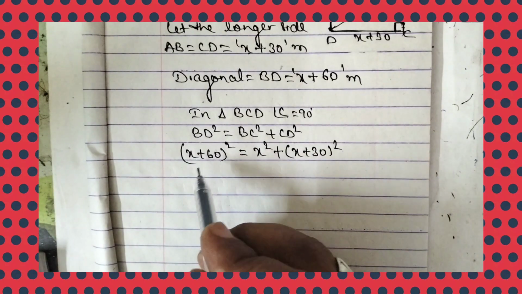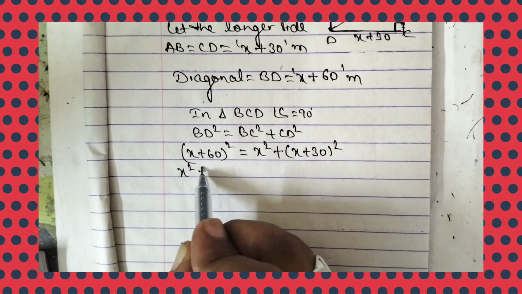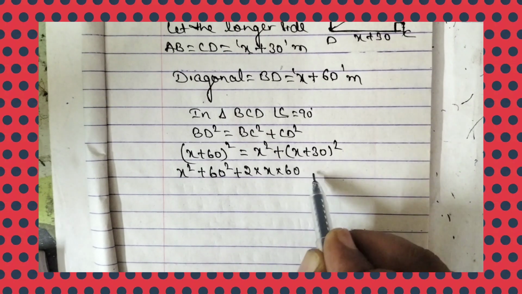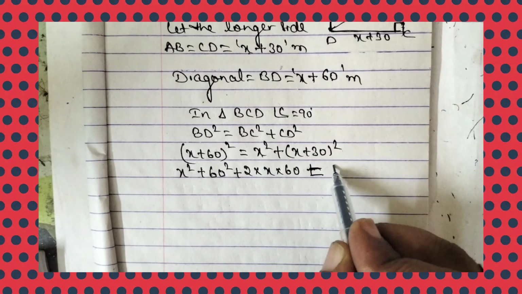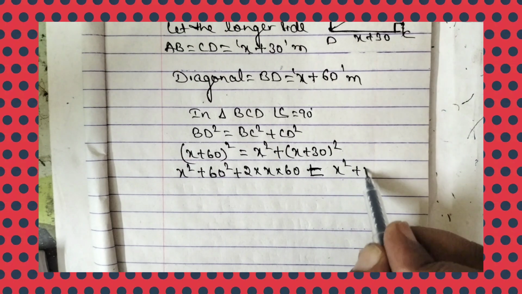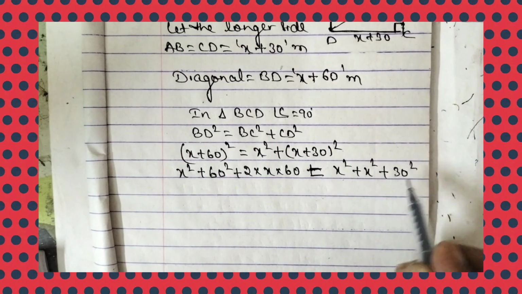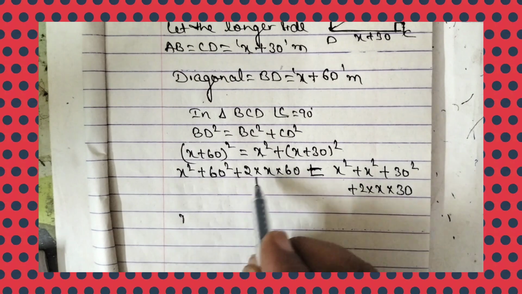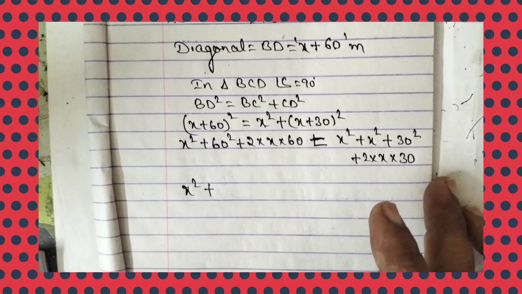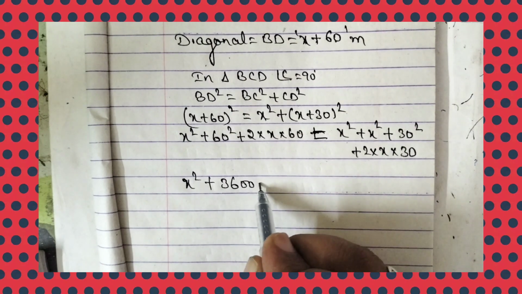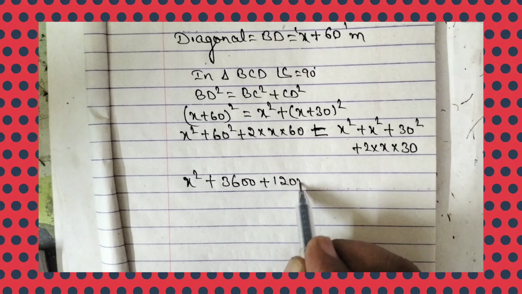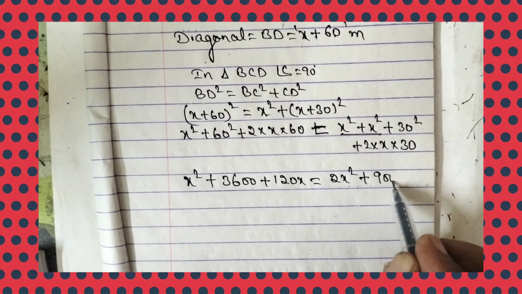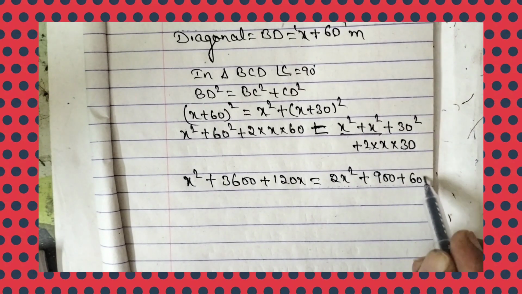Now it is in the form of (a plus b) whole square, a square plus 2ab plus b square. So x square plus 60 square plus 2 into x into 60, is equal to x square plus, again in the form (a plus b) whole square, x square plus 30 square plus 2 into x into 30. So x square plus 3600 plus 120x is equal to x square plus x square, 2x square, plus 900 plus 60x.